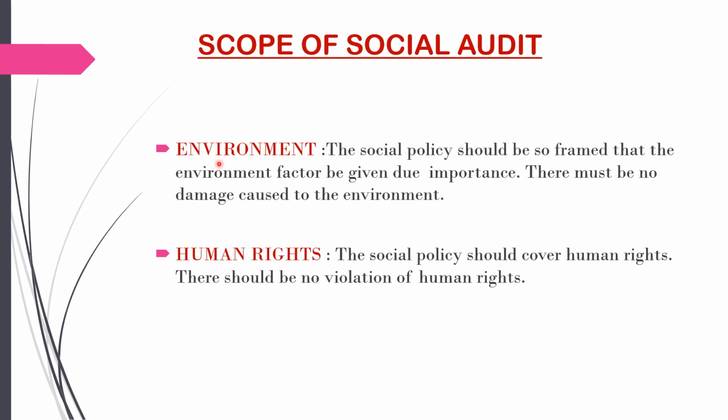Scope, environment, we continue. The social policy should be so framed that the environment factor is given due importance. There should be no damage caused whatsoever to the environment. Human rights: the social policy should cover human rights. There should be no violation of human rights. These two points are very important as the scope of social audit. You should keep in mind the environment and the human rights.